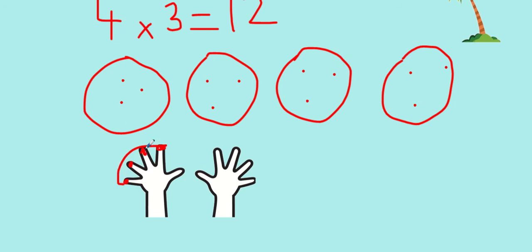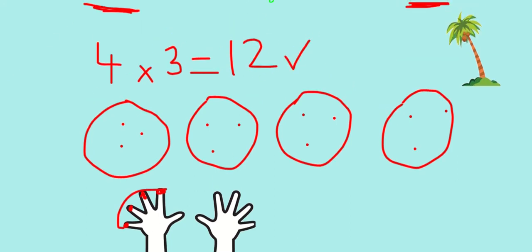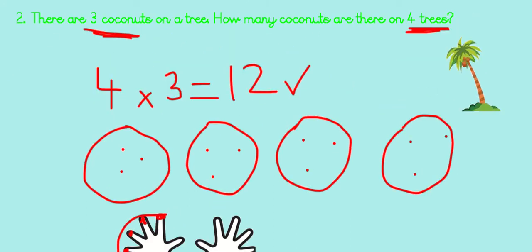3, 6, 9, 12. 4 lots of 3 is 12. Tick or fix. Well done if you saw that one and didn't panic. If you're not sure how to count up in these multiples, you can always draw your groups to help you. It's absolutely fine. Well done if you drew some groups to find the answer.